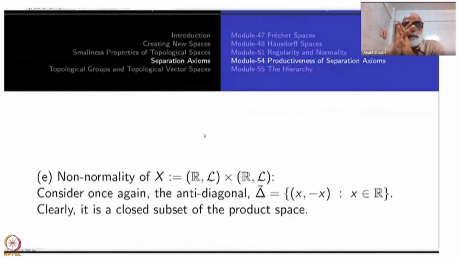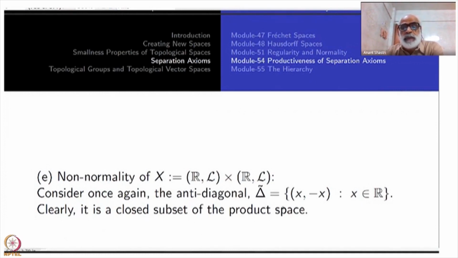Finally, I want to show that the product is not normal. Okay, non-normality of the product space. Just now we showed that this is a regular space, right? And the product of two regular spaces is regular. So you will get a regular space, but not normal. Okay. So how do you show that this semi-interval topology product with itself is not normal?